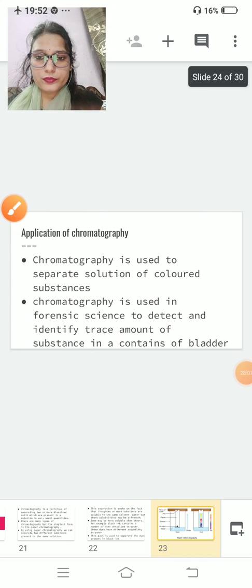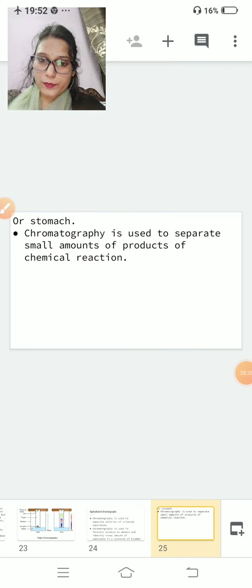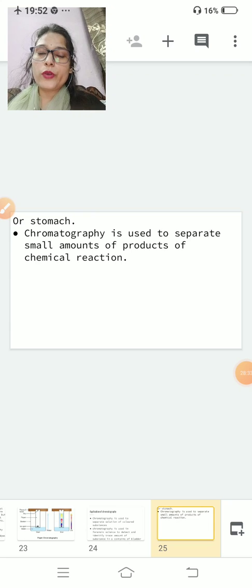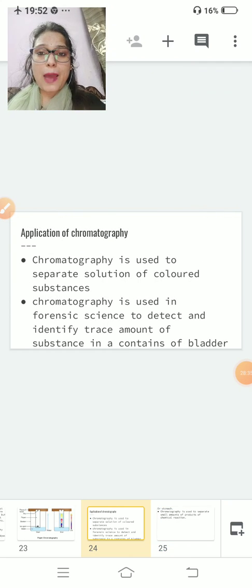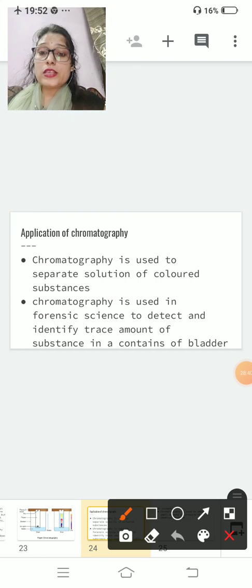Shall we go ahead? So, what is the application of chromatography? Chromatography is used to separate solution of colored substance. If you want to separate out colored substance, you can use paper chromatography. Chromatography is used in forensic science to identify trace amounts of substance in contents of bladder or stomach, and chromatography is used to separate small amounts of product of chemical reaction. These all are the applications of chromatography. The main application of chromatography is you can separate out colored substance.